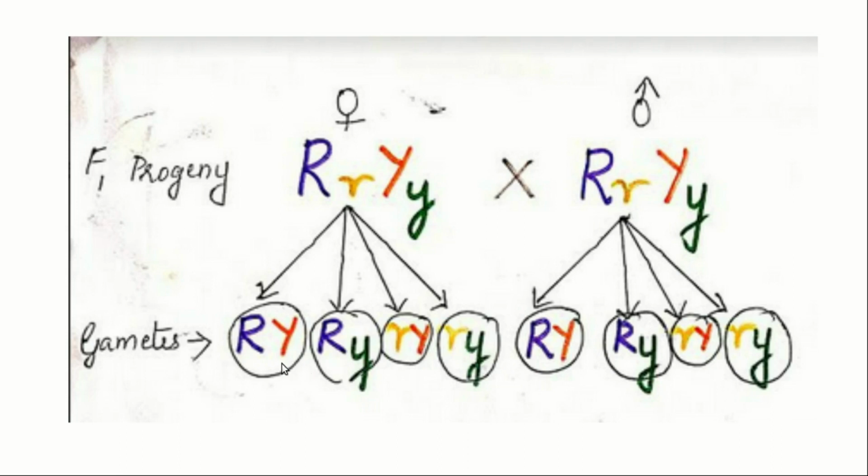And similarly, 50% of the capital R gametes have capital Y and the remaining 50% of capital R gametes have small y. Similarly, 50% of small r gametes have capital Y and the remaining 50% of small r gametes have small y.